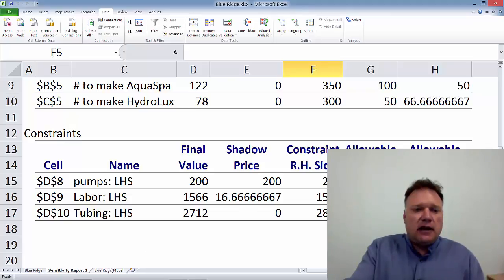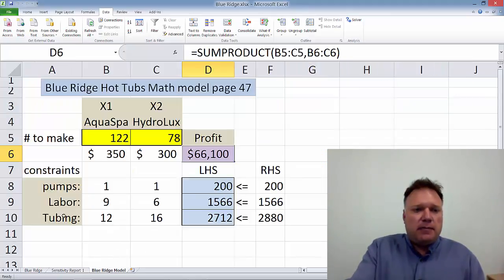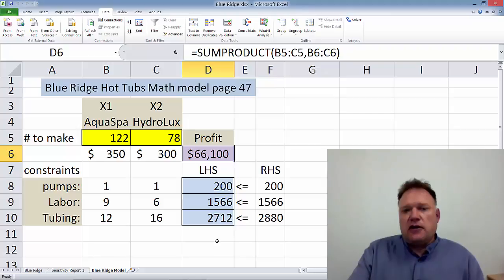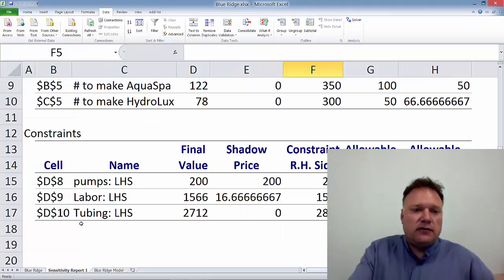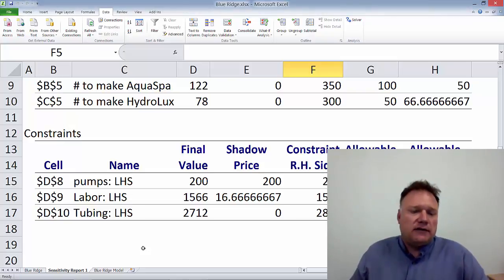And let's look at that. Pumps, labor, and tubing. You can see pumps, labor, and tubing in A8, A9, and A10. It's the closest labels that could be found associated with the left-hand side constraints. And Solver looks for a pattern. Of course, Solver also saw this LHS directly above, which is a label in cell D7, and just added LHS to each of those. And so that's where the name came from. Those are labels near my left-hand side constraints. If I didn't have any labels, then it'd be blank.